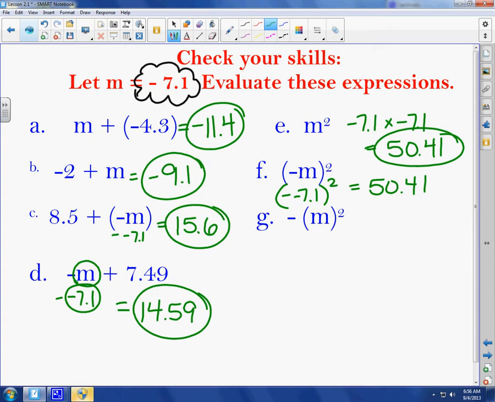Now this one means do my parentheses first, square negative 7.1, which becomes positive, but then add on this negative after. So that one is negative 50.41.